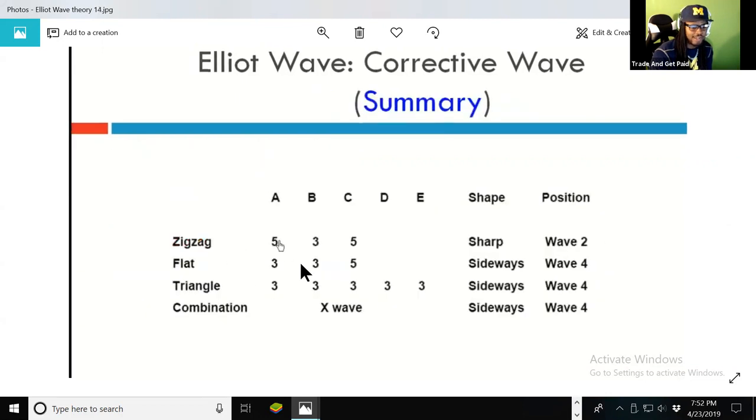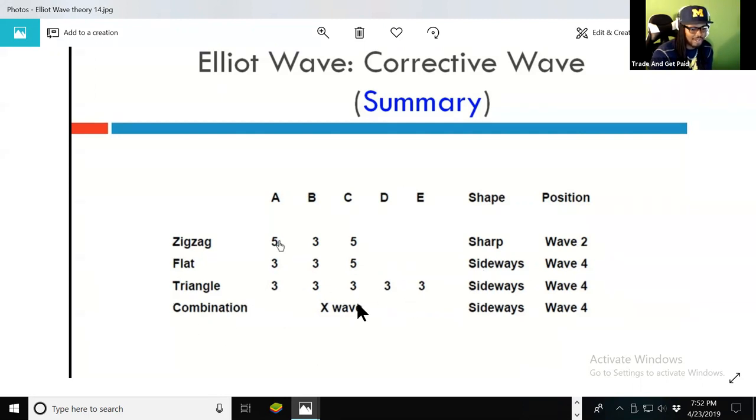All right. And this is just another diagram of zigzags. What you expect to see: the first wave is going to be 5, the second one's going to be 3, the last one's going to be 5. The flat one's going to be a little different. You got a wave 3 down, a wave 3 up, and then a wave 5 to end it. And then here is just showing you that triangle where it's just 5 waves of 3. Right. And I'll make sure Jay gets all of this.